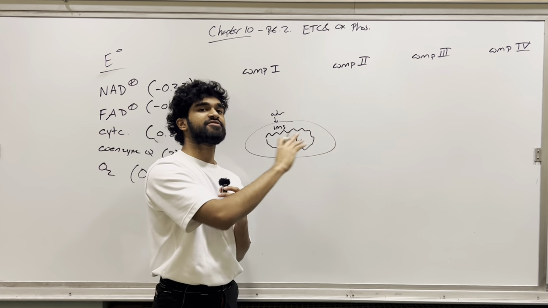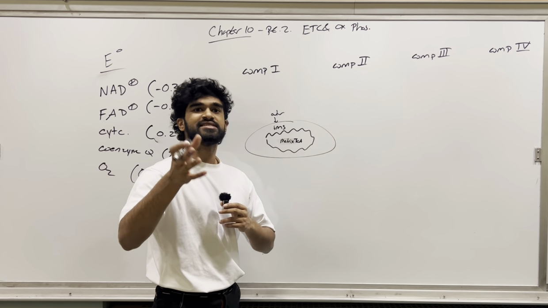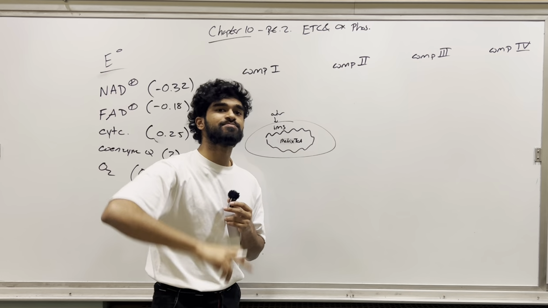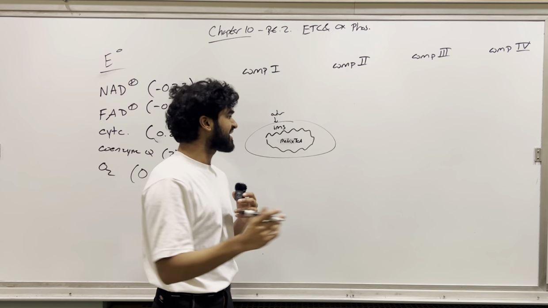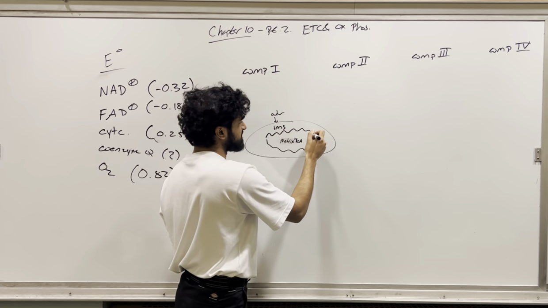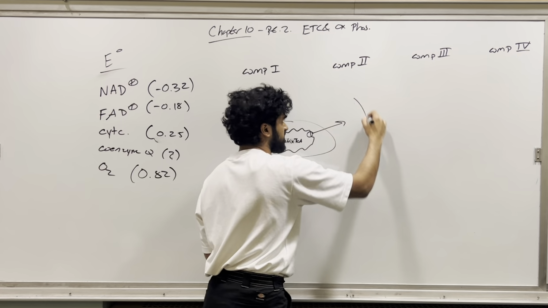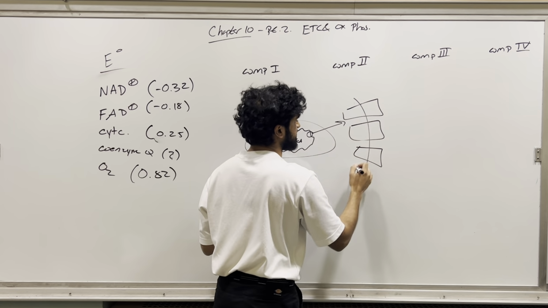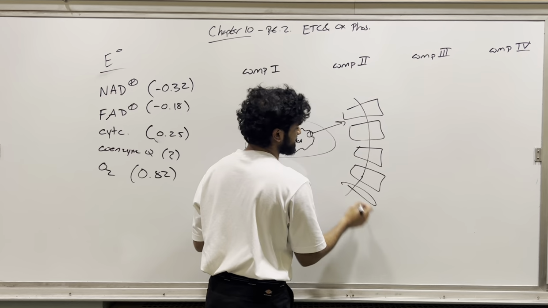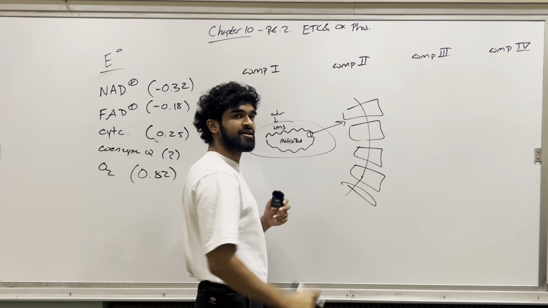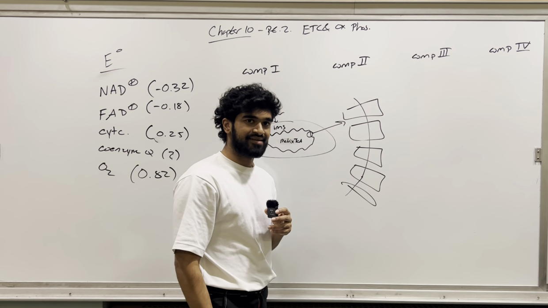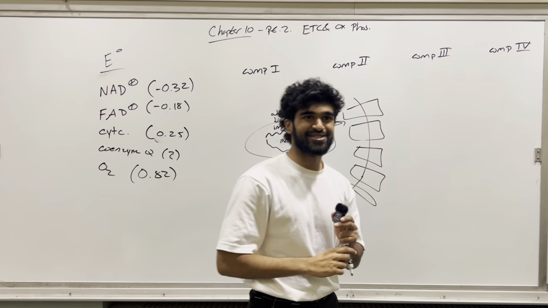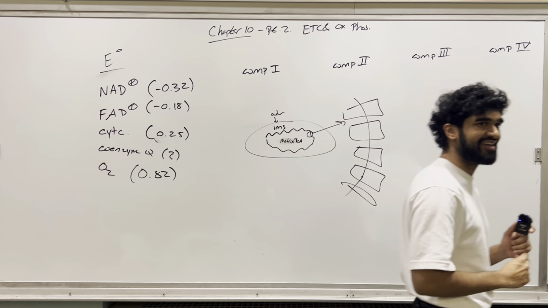So where does the ETC fit into all of this? Well, the ETC is a collection of transmembrane proteins and channels, right? Let's zoom in right here and let's draw that. We're gonna have complex one here and complex two here, complex three here, complex four here, and ATP synthase. And it's gonna be along the inner membrane. That's where the ETC takes place. It takes place along the inner membrane, right?